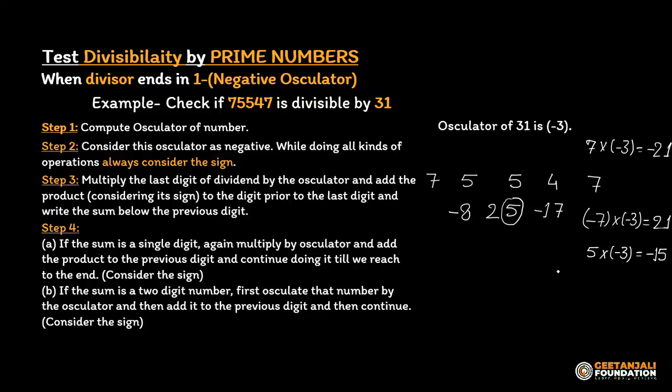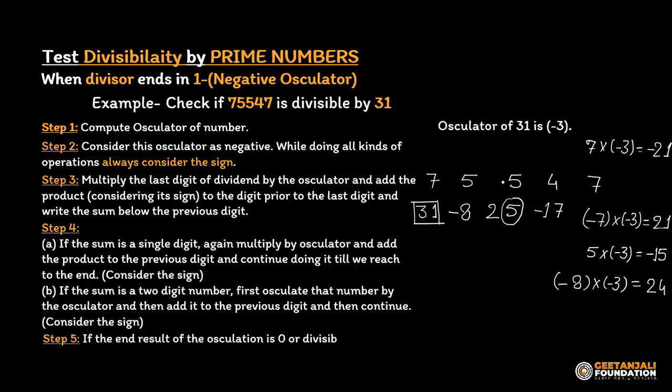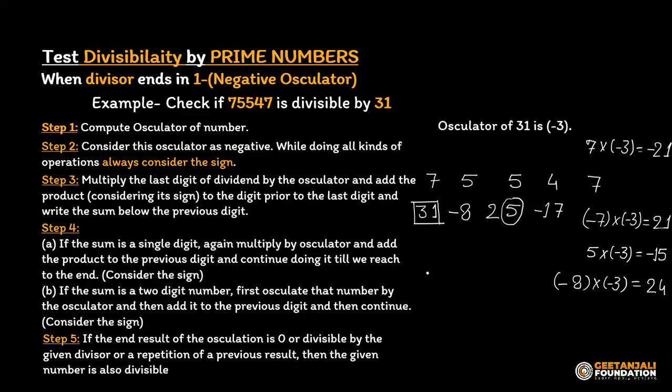Now it is a 1-digit number. So we'll simply multiply this -8 with -3. So our result is 24, which is a positive number. 24 plus 7 will give you 31. So this is your final result. The final result is 31, which is divisible by our divisor 31. Therefore, the given number is going to be divisible by 31.